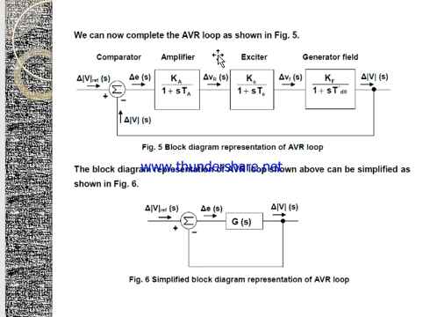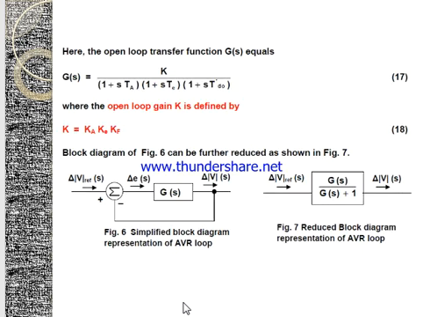When we apply the block diagram reduction technique, we get a simplified form of the AVR loop as such. Now we can have the transfer function. This is the open loop transfer function, and with a closed loop having negative feedback, we obviously get a closed loop transfer function of the same. Here the open loop gain depends upon the amplifier gain, the exciter gain and the field gain.